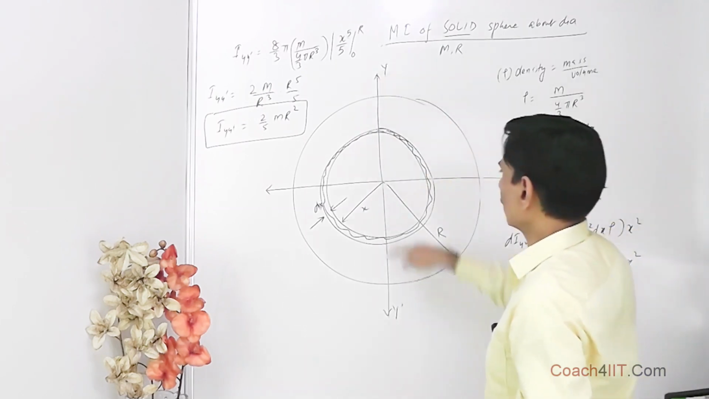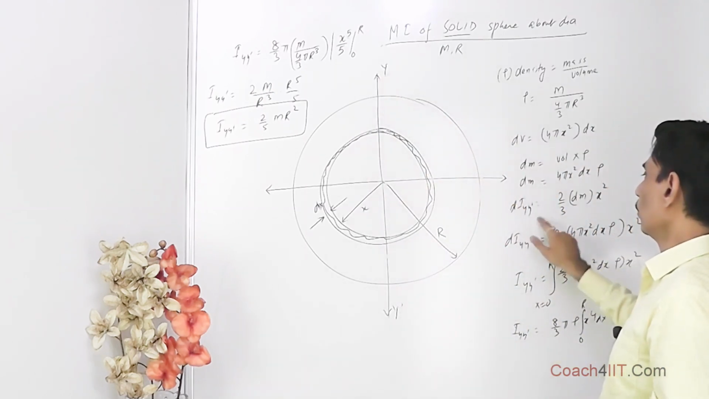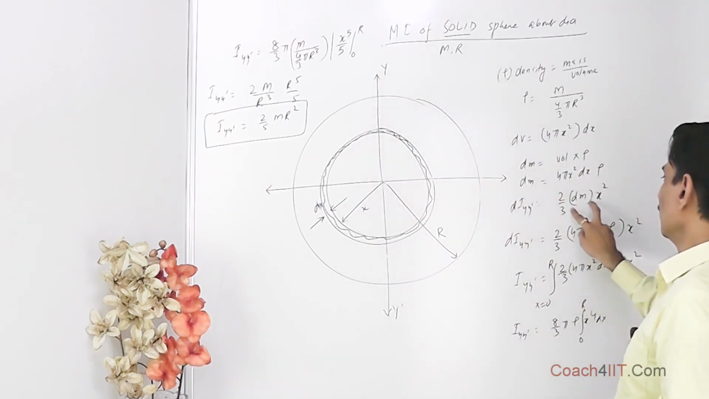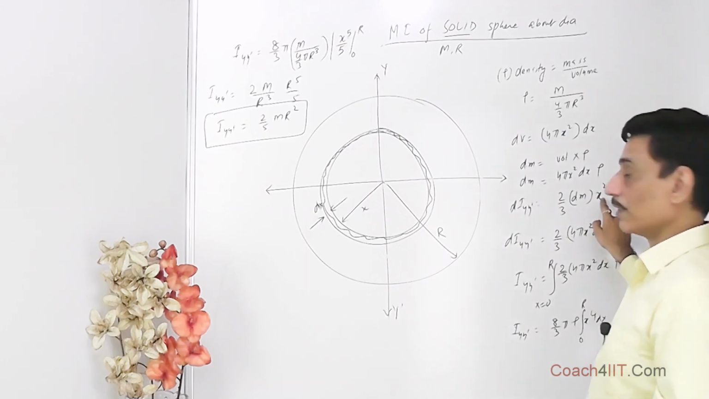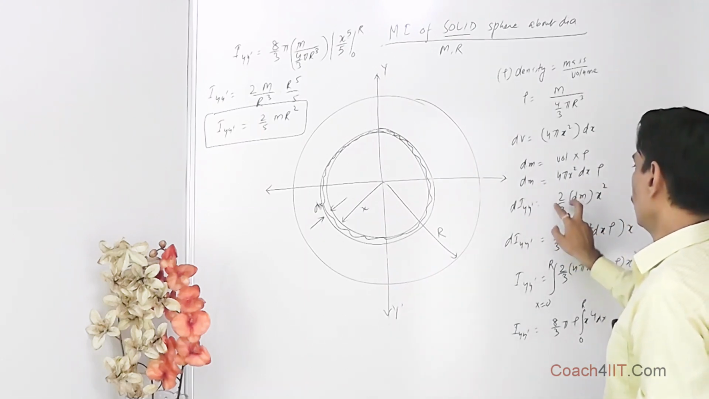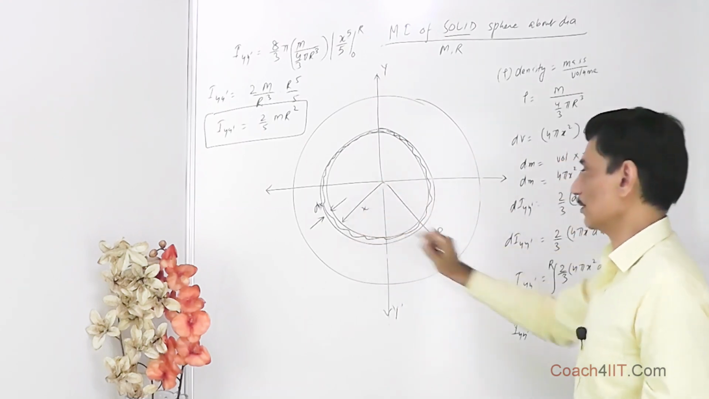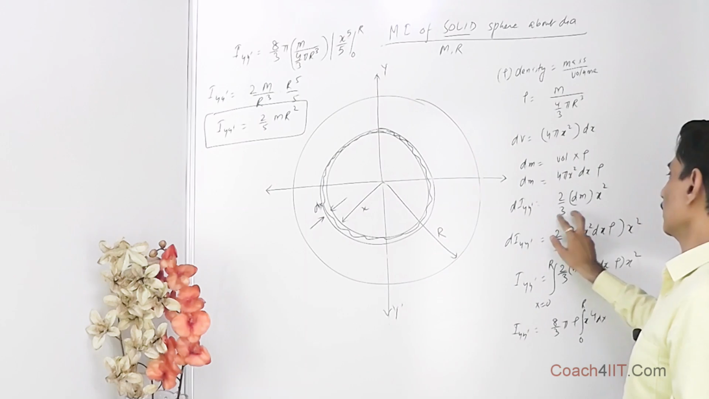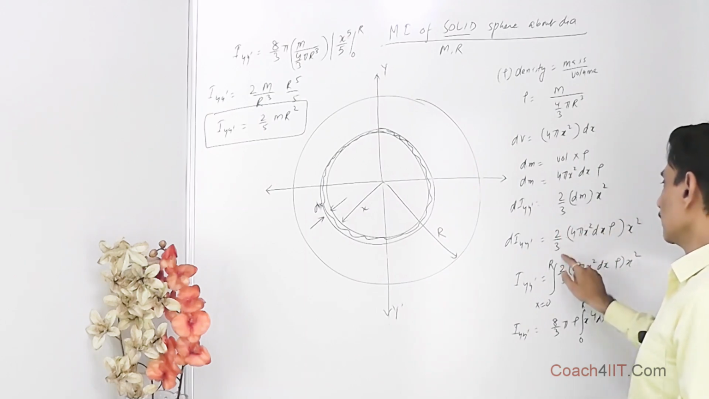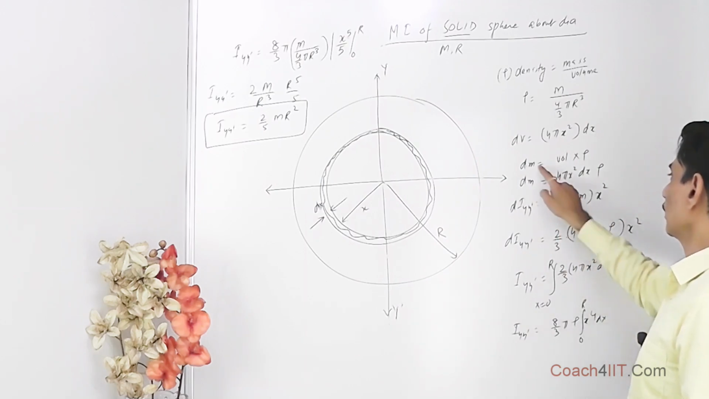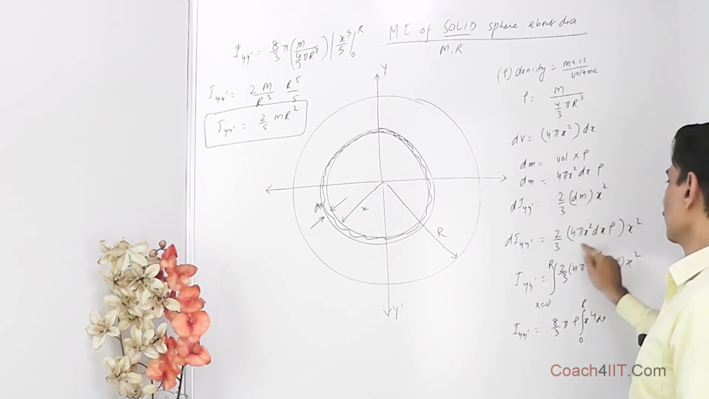The very small element of moment of inertia is 2/3 mr², which we have done for the hollow sphere. The pattern remains the same: the mass is replaced by dm and the general radius is x. So it comes out to be 2/3 dm x². We put the value of dm, which is 4πx² dx into ρ, times x².